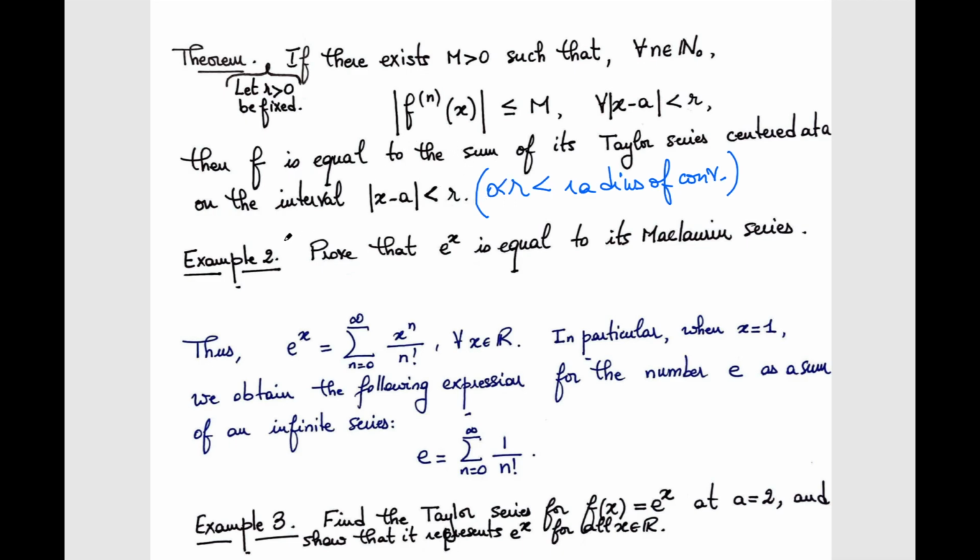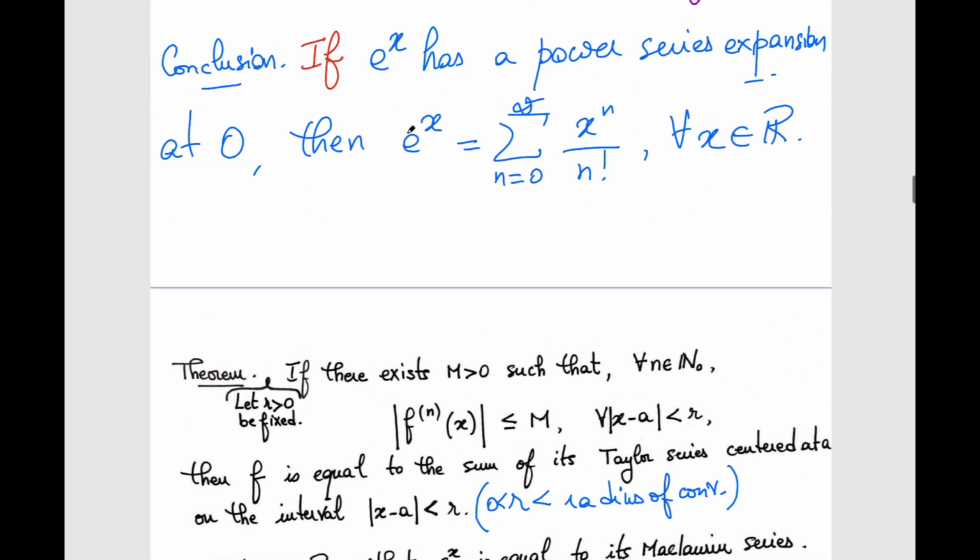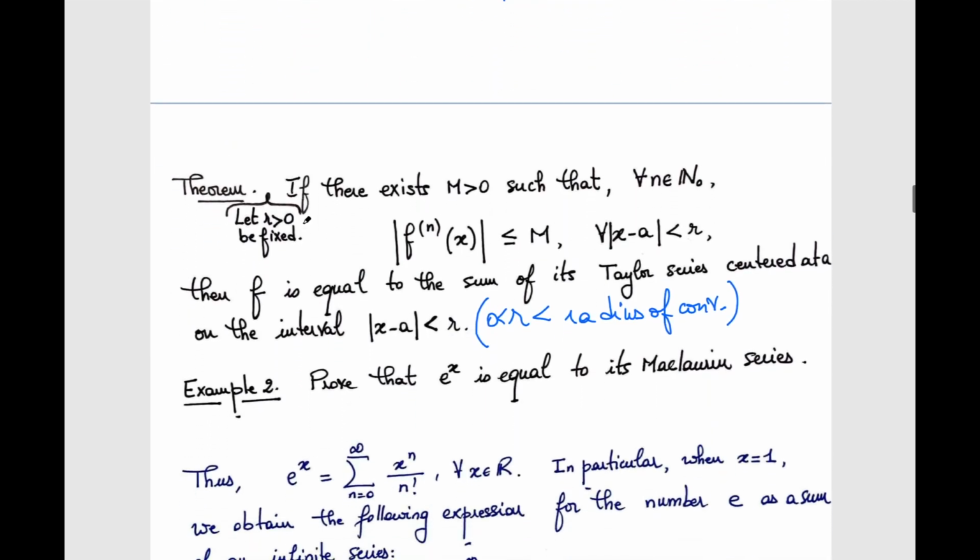Okay. All right, so back to example 2, which is going to refer us to the previous example. Prove that e^x actually is equal to its Maclaurin series. So prove that e^x is actually equal to this. In other words, prove that the if part holds, that e^x has a power series expansion at 0. So by this theorem, it suffices to show this, right? That's what I want to show. So I want to take an r positive, and I would like to find this M such that this inequality holds.